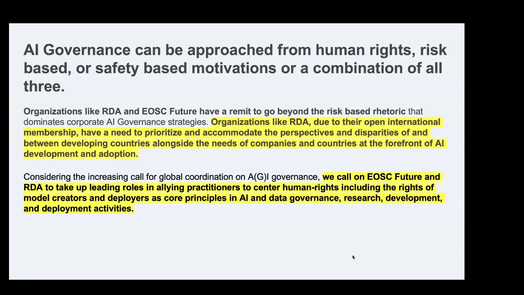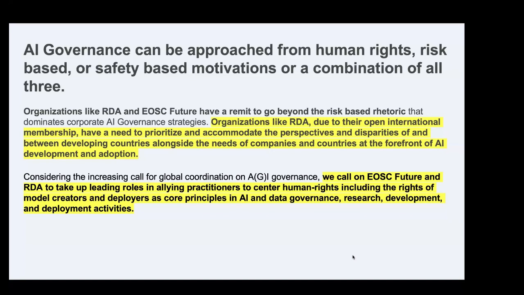What we found looking at over 2,000 policies and laws as they evolved throughout the world, where the AI governance can be approached from a human rights, risk-based or safety-based motivation, or a combination of all 3. They're not mutually exclusive. Organizations like RDA and the European Open Science Cloud have a remit to go beyond a risk-based rhetoric that dominates many corporate AI governance strategies.